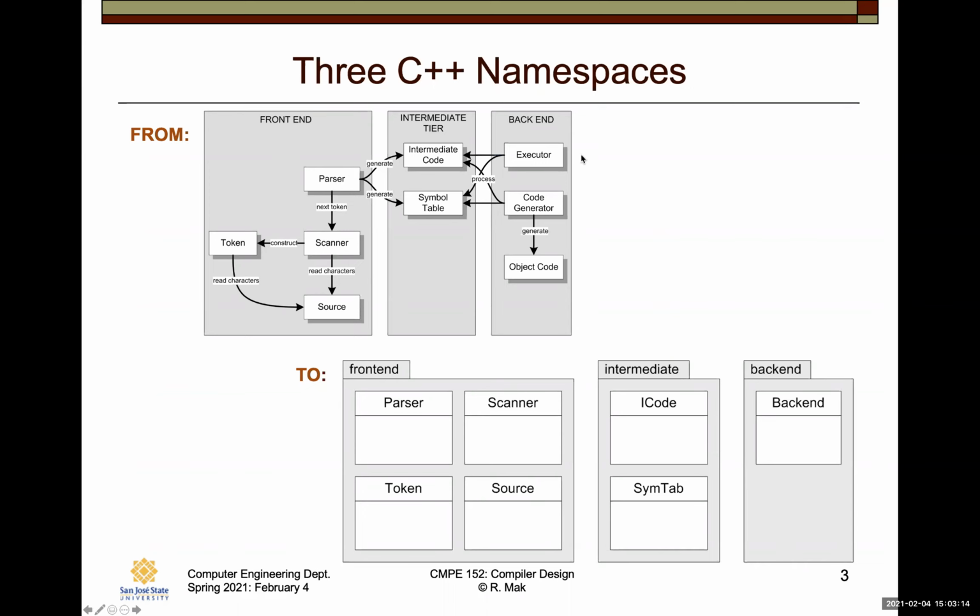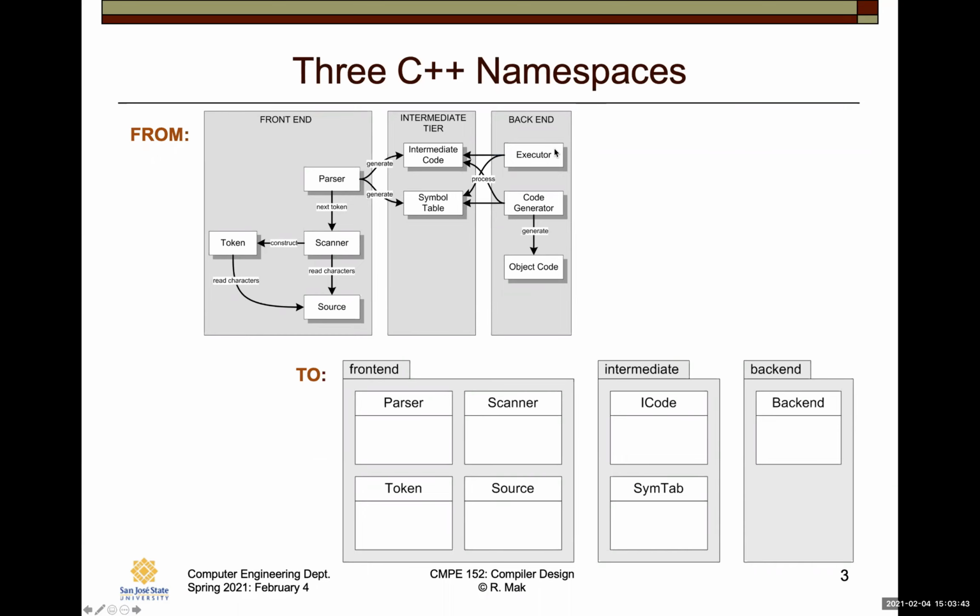And then in the back end, we have a code generator, which can generate object code. For a compiler, it's going to be low-level machine code or assembly language. And for a converter, we're converting from one high-level language to another. So the object code here will be the program in the other high-level language. For example, you write a Pascal program, and we convert it to an equivalent C++ program.